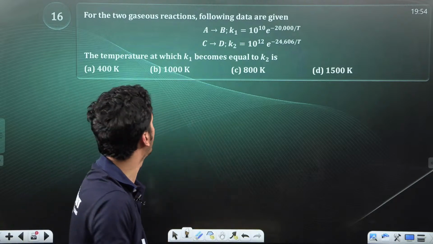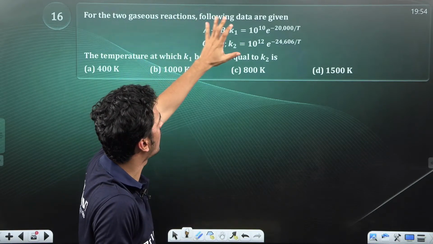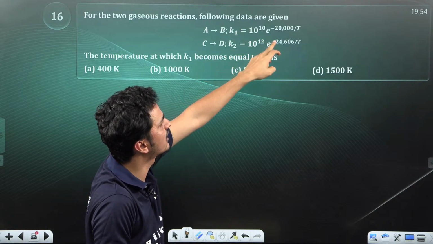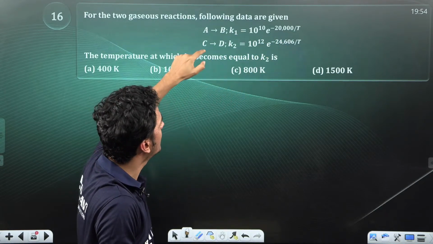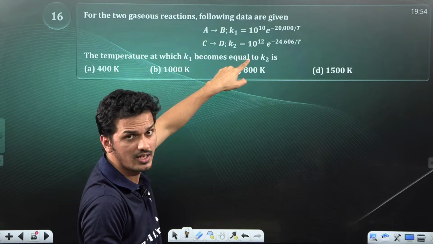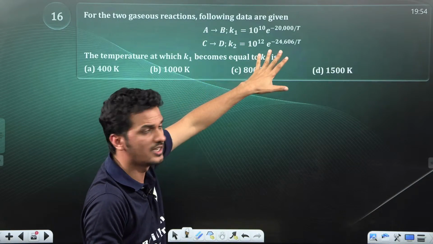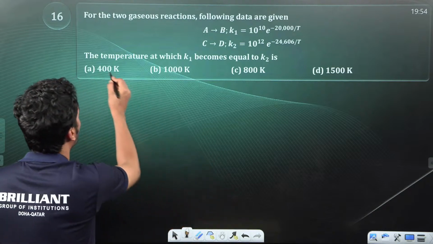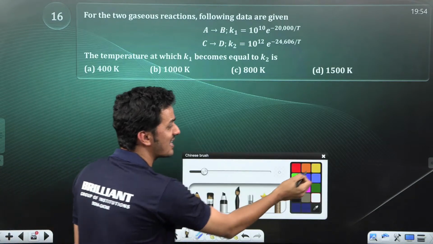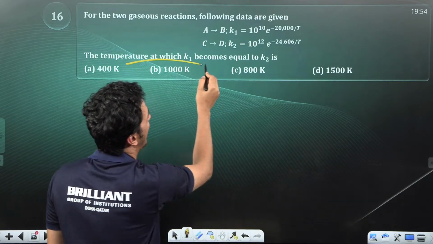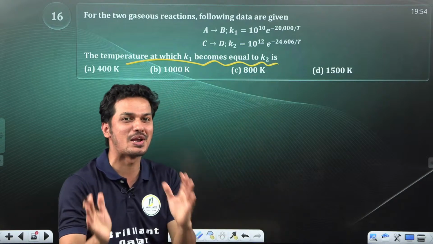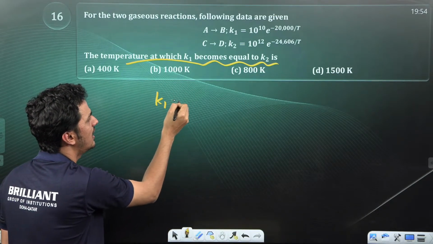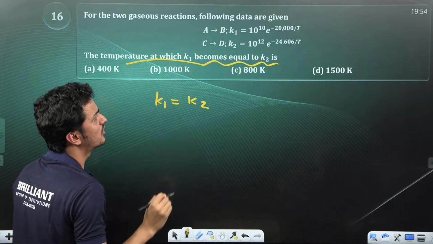This is also a mathematical question. For the two gaseous reactions, the following data are given. A gives B, K1 equals 10 to the power 10 e raised to minus 20,000 by T, and C becomes D, K2 equals 10 to the power 12 e raised to minus 24,606 by T. They are asking the temperature at which K1 becomes equal to K2. So I can write K1 equals K2.